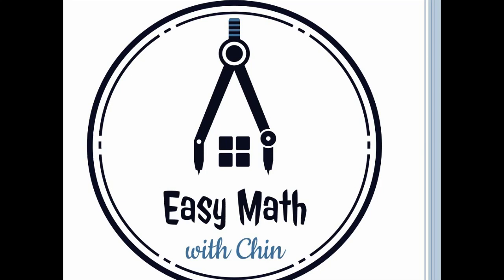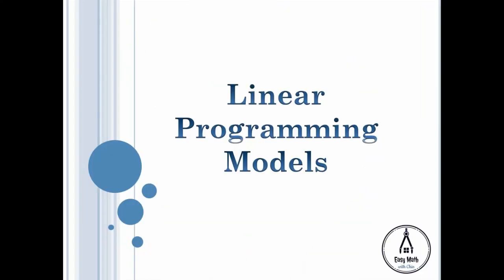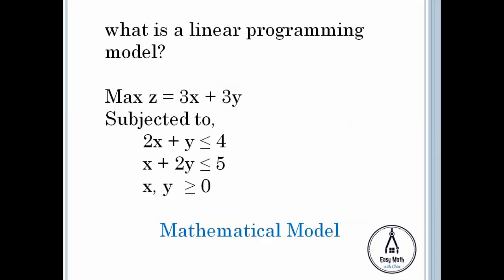In this video, I'm going to explain linear programming models. So, what is a linear programming model? Absolutely, it's a mathematical model. A mathematical model is a kind of optimization technique. By a mathematical model, we can determine a maximum value or a minimum value of a function under some specific limitations.